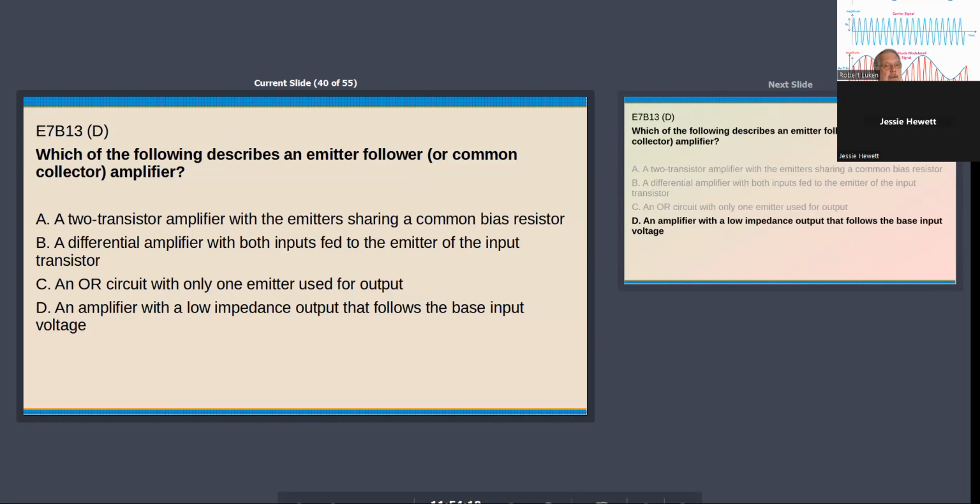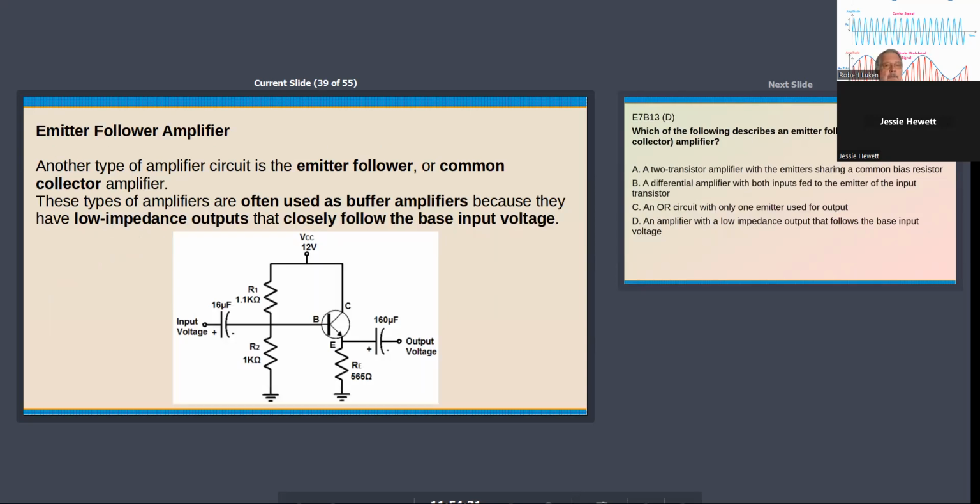So which of the following describes an emitter follower or common collector? Actually, why do they call it common collector? Because the collector is, well, not ground, but common to all the other circuits, connected to the positive power supply. If you have several of these, their collectors are all connected together because of the power supply. There's no load resistor. That's just how they came up with the name.